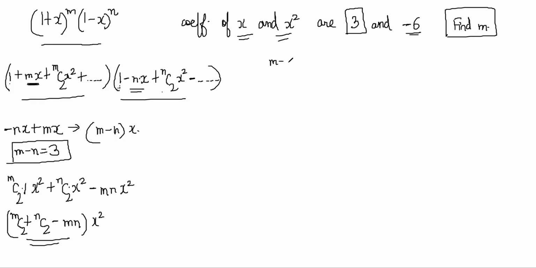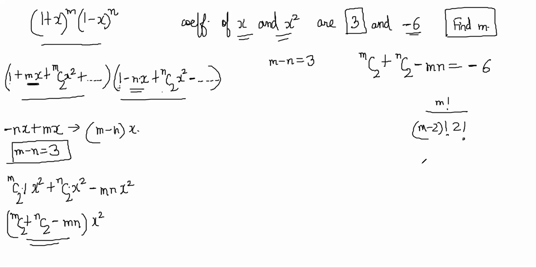So you have m minus n is equal to 3. The second equation is mC2 plus nC2 minus mn is equal to minus 6, right? mC2, if you do, it is m factorial by (m minus 2) factorial into 2 factorial, right? So that will be equal to m into (m minus 1) into (m minus 2) factorial, which gets cancelled by 2, right? Similarly, nC2 will also be that same thing.